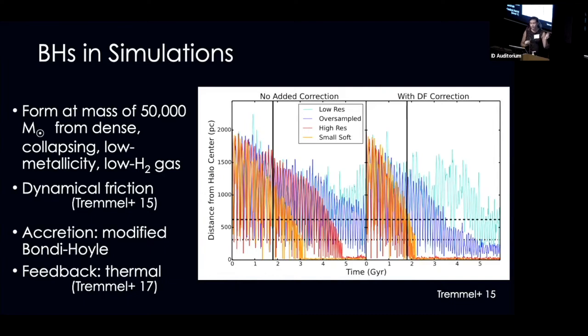In terms of accretion prescription, we use a modified Bondi-Hoyle and some thermal feedback. We've already heard from Arif about how that feedback might need to be modified. And we heard from Ben about how he's going to do super bubble feedback with black holes. And so there's a lot of thoughts going on with all of this stuff.